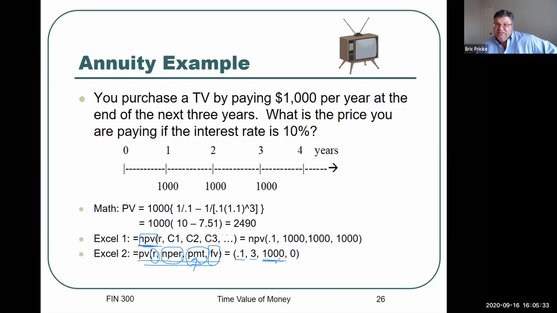And here's the tricky part. What that means is we don't have a single lump sum cash flow future value at the end. And that's why there's a 0 right here. All the cash flows are taken up because we plug them into the PMT, the payment right here. So if you do that, we should get the same answer as we would get using the NPV formula.